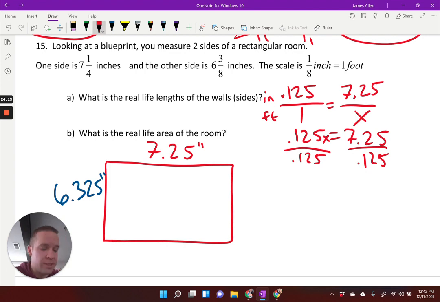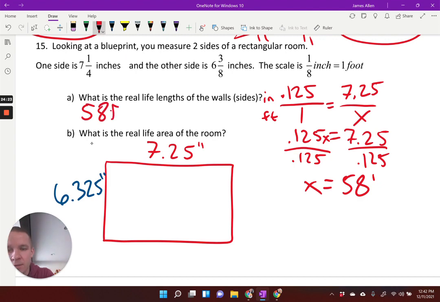Yeah, we've done a few of these now. Definitely some good practice. Going to be on that final. So x equals 58 feet. So that's my first dimension. So 58 feet by, now I can do the same thing, but with my other one.